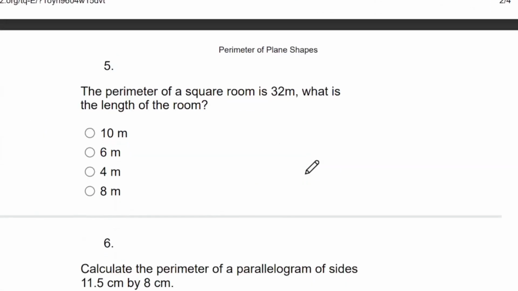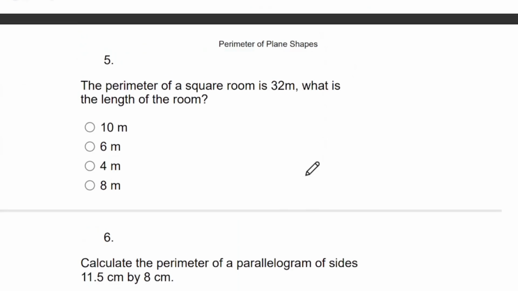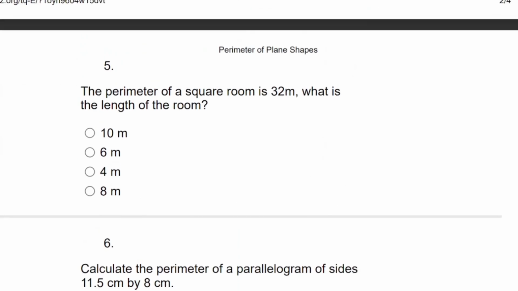Question 5 now. For question 5, the perimeter of a square room is 32 meters. What's the length of the room? The room is in the form of a square, like this. And they're telling you that the perimeter is 32. Don't forget that I said the perimeter of a square is 4L. So 4L equals 32.